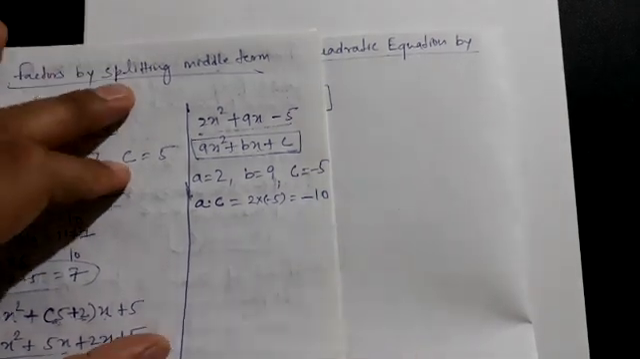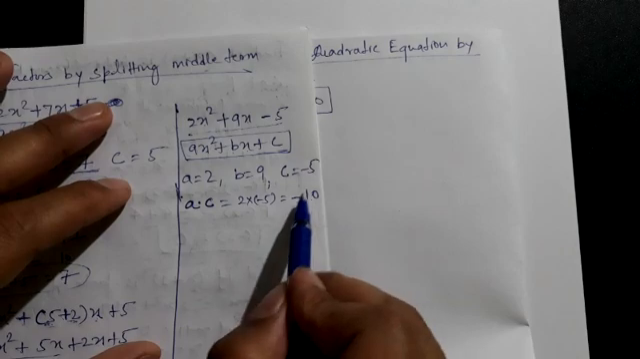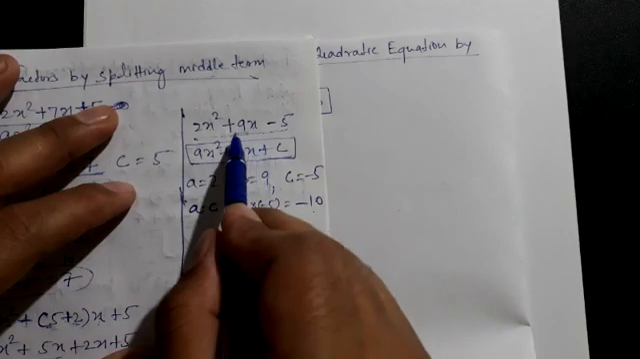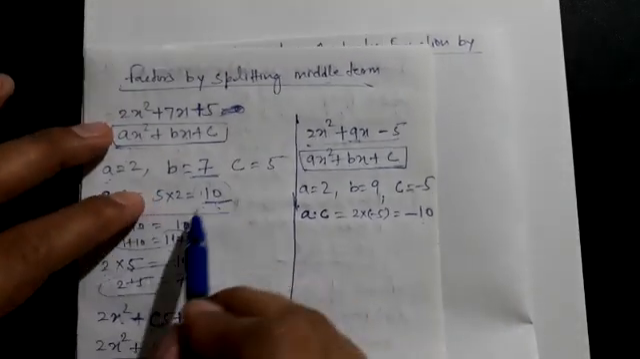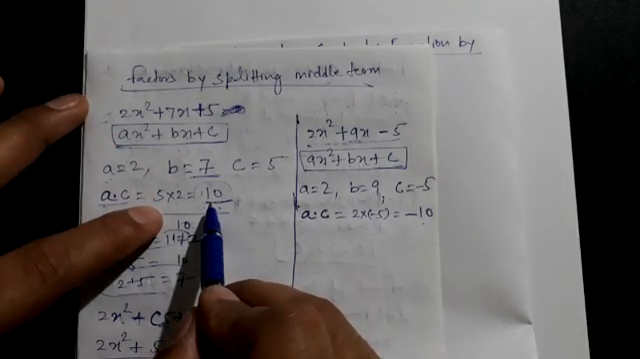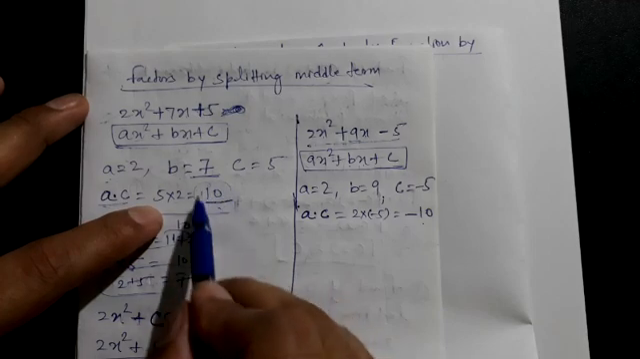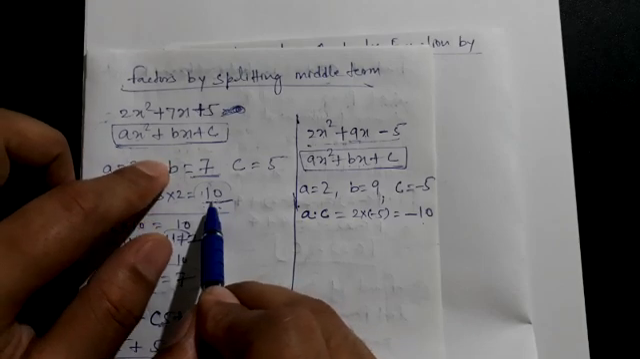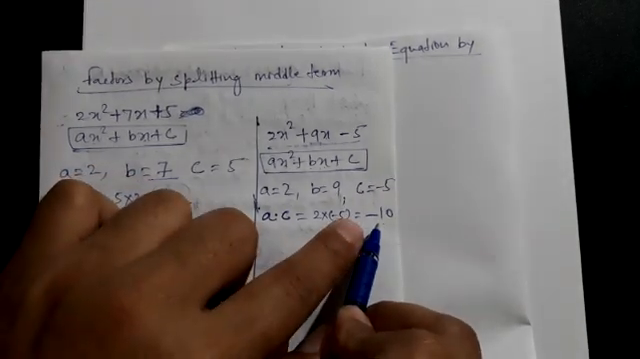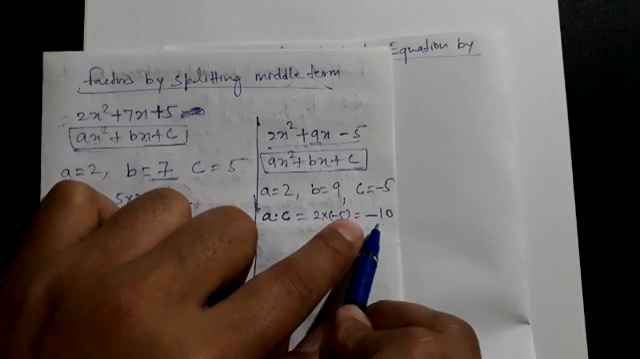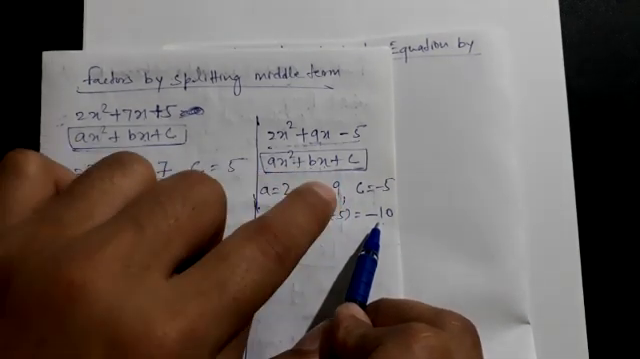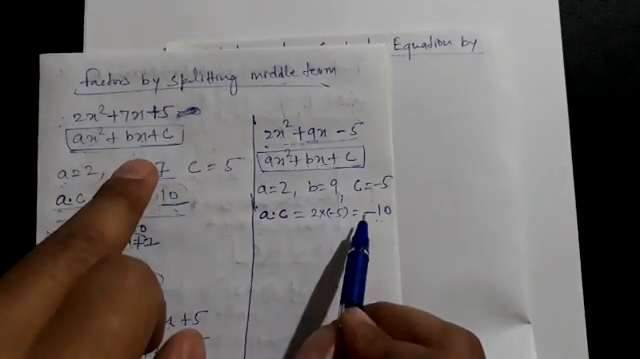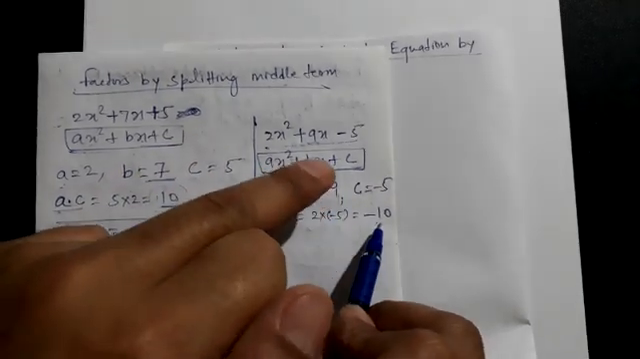So what will we do now? We have to find such factors of ac, it means such factors of 10, whose difference will be equal to b. In the previous case, when ac was positive, we were finding such factors of 10 whose sum was equal to b. But this time ac is negative, so we will find such factors of 10 whose difference will be equal to b, which means the difference will be equal to 9. Is this clear or not? If ac is positive, we will find the sum of factors. If ac is negative, we will find the difference of factors.